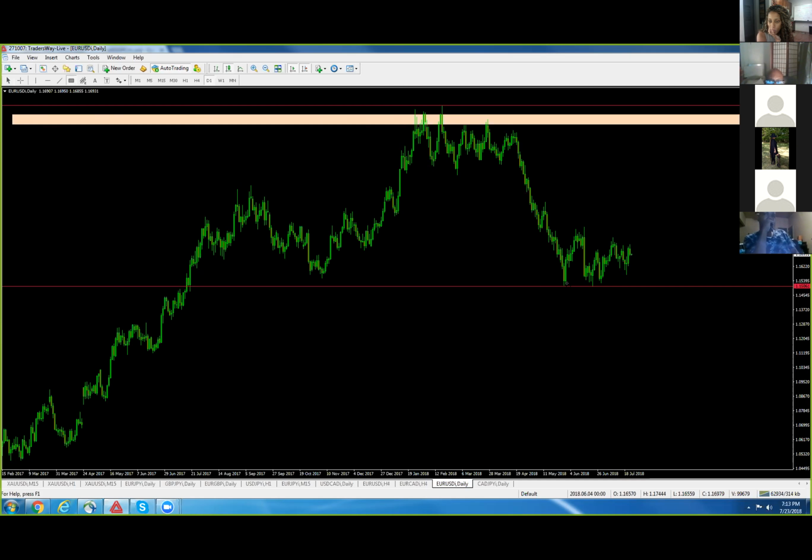Okay. So now you've got supply and demand zones drawn, right? Right. What you gonna do next? I'm going to draw a trend line. All right. Then I'm going to go in and find support and resistance inside this supply and demand zone.